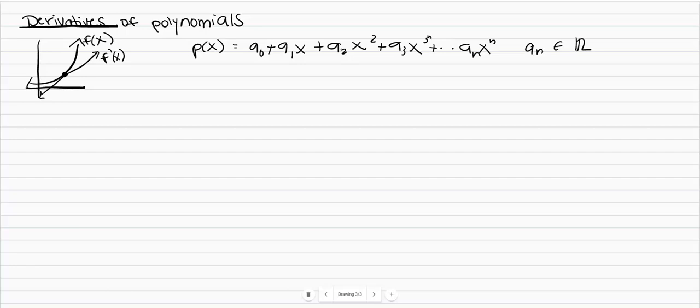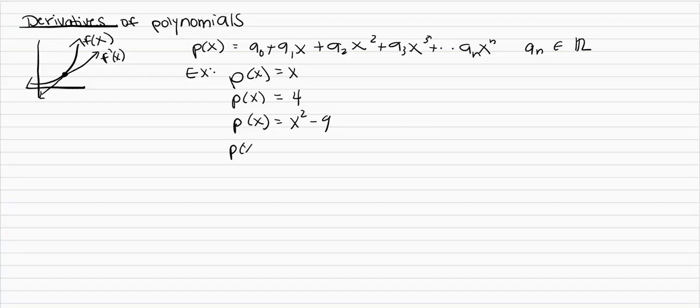So for a polynomial, we could be dealing with constant terms and variables. For example, a polynomial function we could be looking at is just x. We could also be looking at a constant, which is like 4, or binomials, x squared minus 9, or trinomials, x squared plus 6x plus 5. So all of these are examples of the types of polynomials. So how do we derive them?